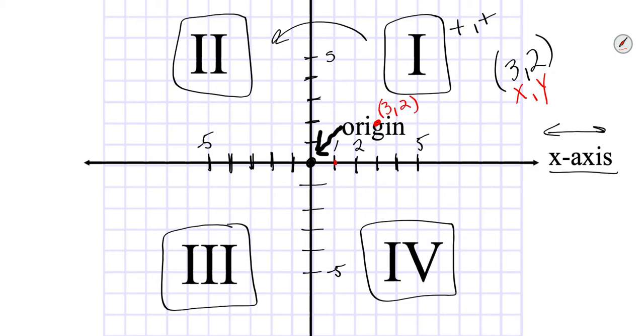Let's say I wanted to graph the point negative 5, negative 1. That means I'm going to go left 5, because I'm going to the negative x, and I'm going to go down 1 to the negative y. So going left 5, I'm here, down 1, right there. So that's my coordinate, negative 5, negative 1. That's what I'm looking for. So hopefully we remember how to graph.